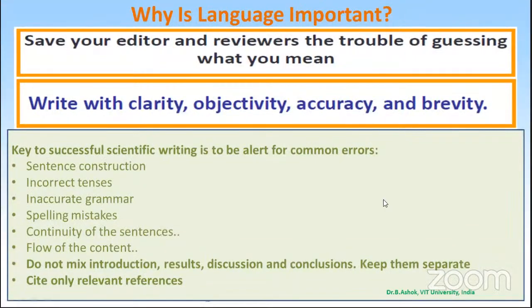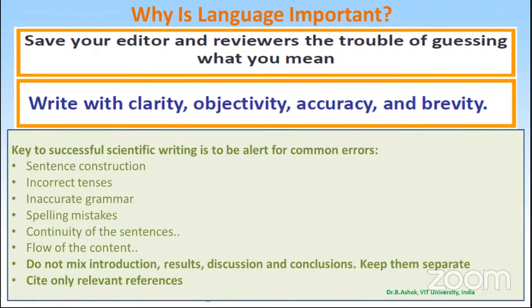So next one is the language. Language is very important, but not too high a language, for example, new high-level words that are not necessary. So simple, correct language is sufficient. The key to successful scientific writing is to be alert to common errors like sentence construction, incorrect tenses, incorrect grammar, spelling mistakes, continuity of the sentence, which is very important, and the flow of the content.